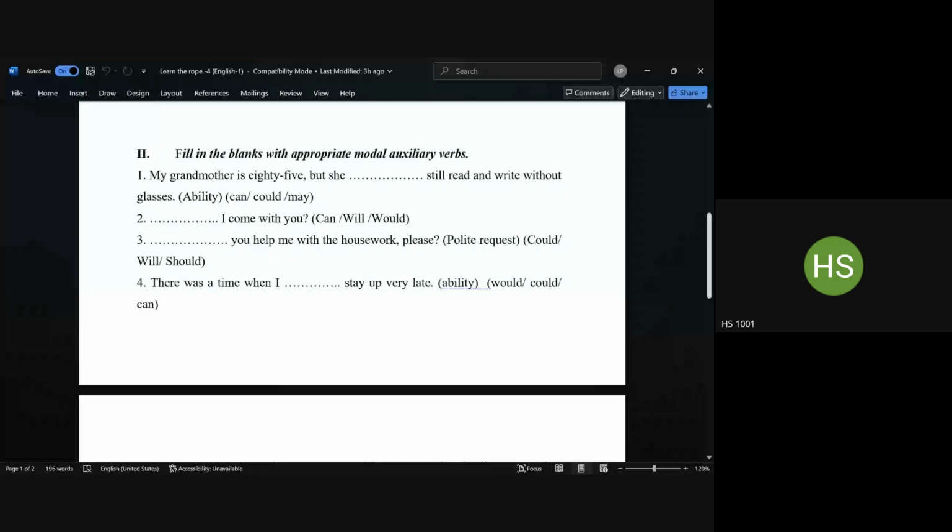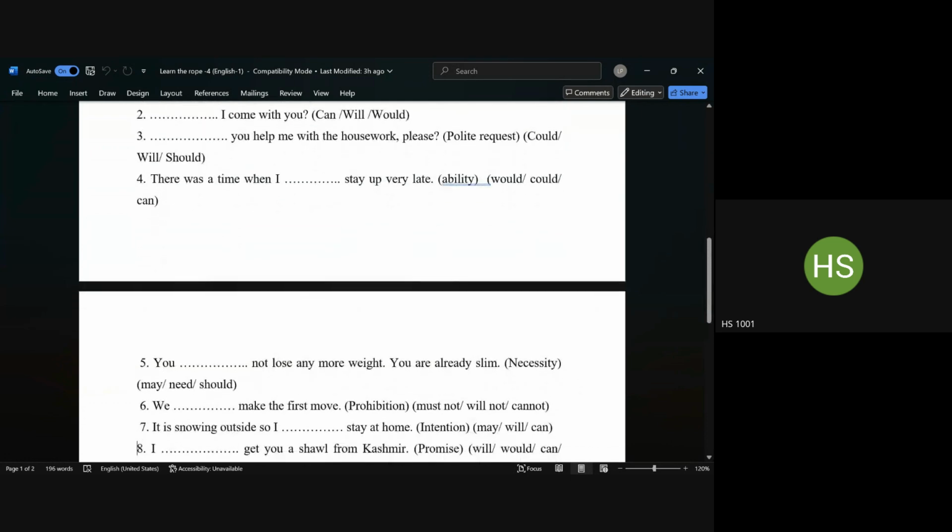Third one, dash you help me with the housework, please? Polite request. Could, will, should. Could, right? Polite request, could. Could you help me with the housework, please? Now, fourth one, there was a time when I dash stay up very late. Expression of ability, would, could, can.